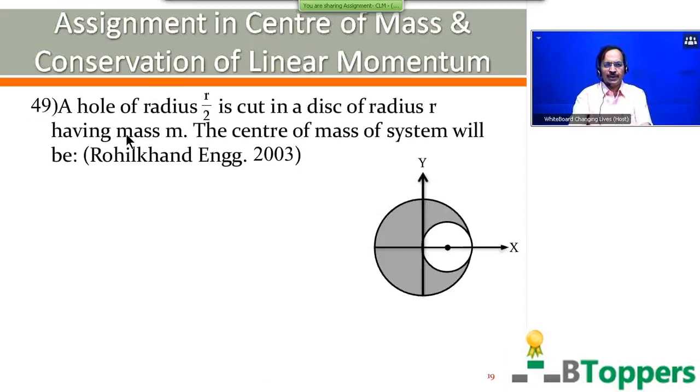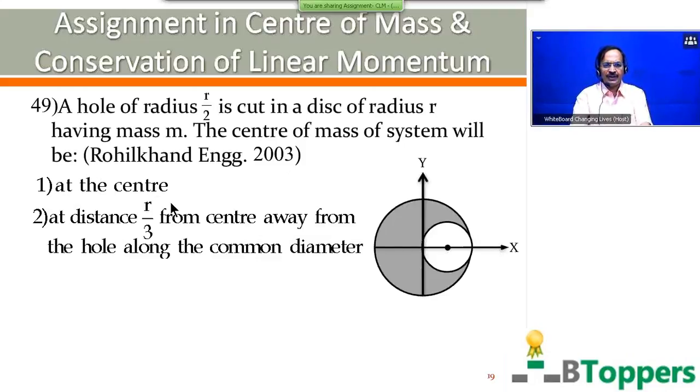A hole of radius r by 2 is cut in a disk of radius r having mass m. The center of mass of the system will be, that is, the new position of center of mass of the remaining disk. There are 4 options here. First one, at the center. Second option, at distance r by 3 from the center, away from the hole along the common diameter.